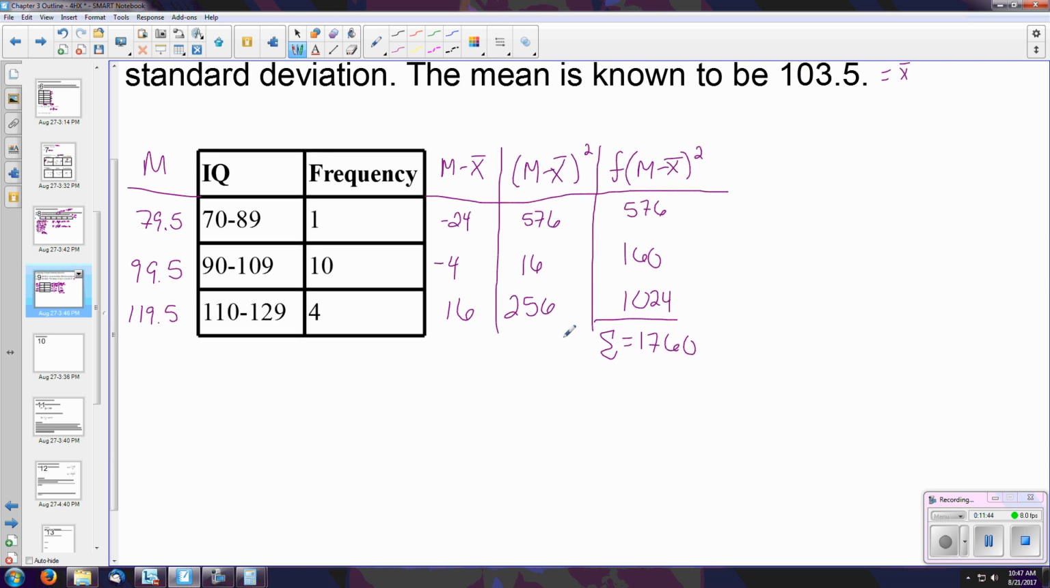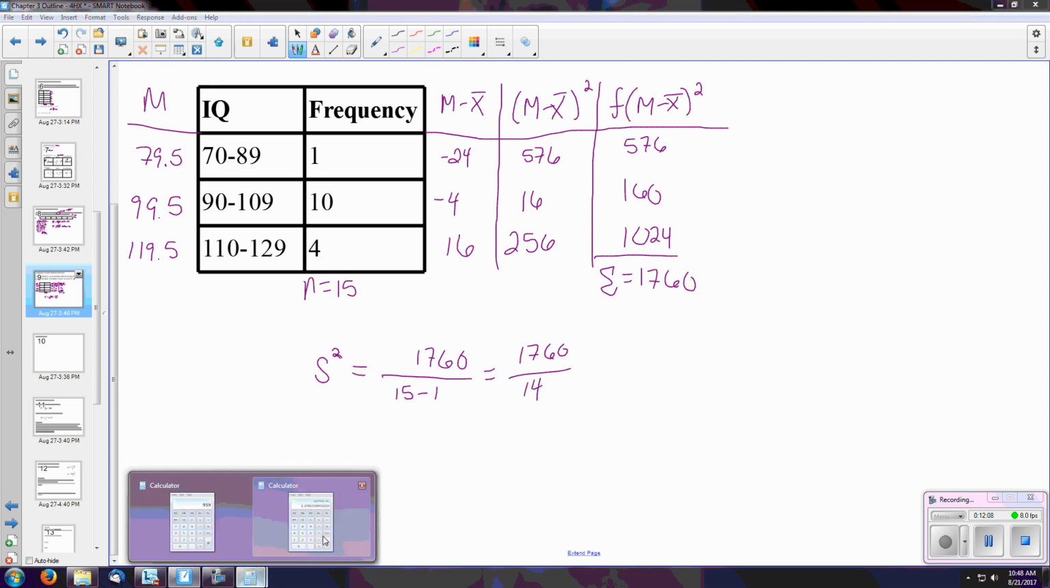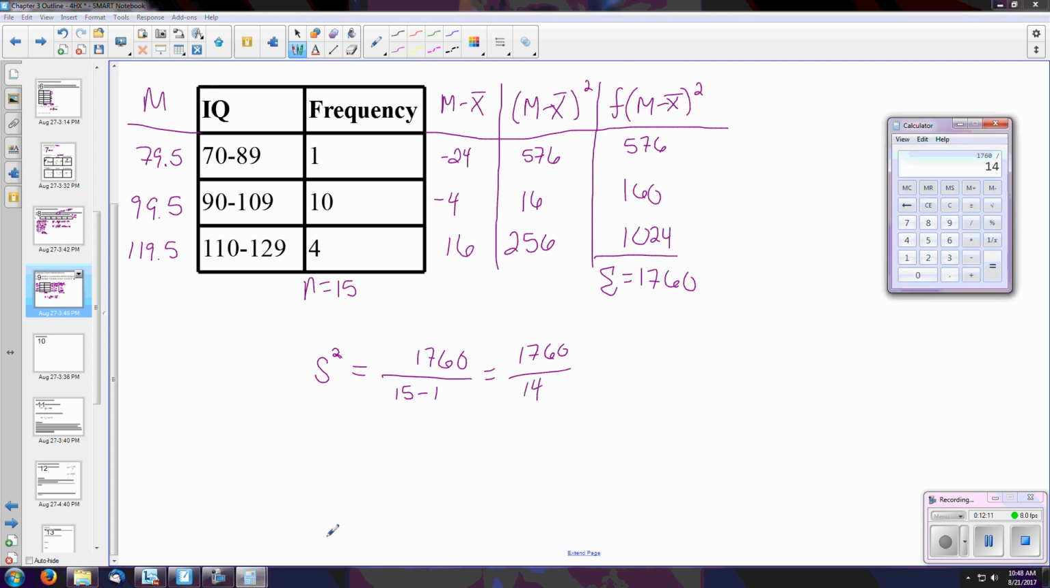I know this seems very time-consuming, but we're in the home stretch. Our sample variance, let's start with that, is equal to 1,760 divided by n, which is the sum of our frequency, which we find is 15. So we have to do 15 minus 1. So that is 1760 divided by 14. So that gives us, as you can see, a whole long decimal here. So that's approximately 125.7.